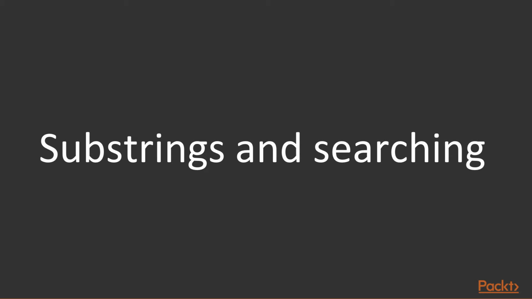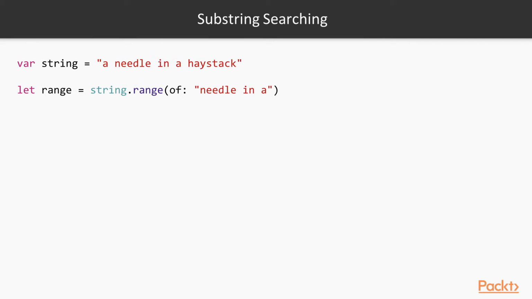The next important topic to cover is searching strings and substrings. String has a large number of searching methods. We would just like to cover the most general case here, which is searching for substrings. This is a good point to begin your journey in the string searching and mutating APIs. We'll take a simple string variable and search for a substring. The searching method is quite simple, range of string.